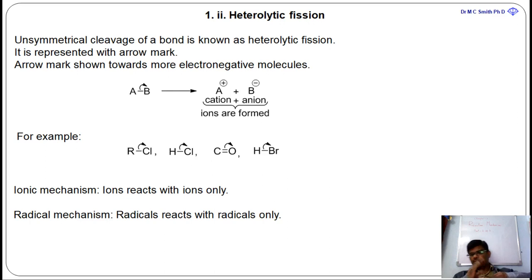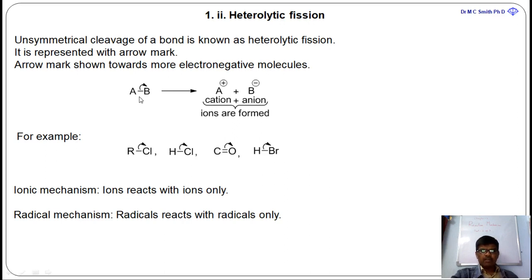The more electronegative atom, which is capable of attracting more electrons, will get the negative charge, that is, an anion. And in this type of heterolytic fission, we will get two ions. One is a donor, another one is an acceptor. The one which takes the electron pair is represented as an anion, and the one which loses the electron pair, that is the bond electrons, is represented as a cation.